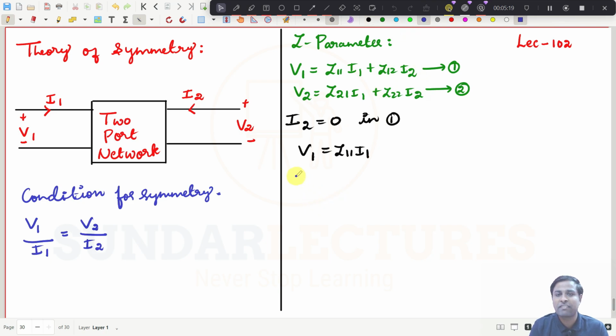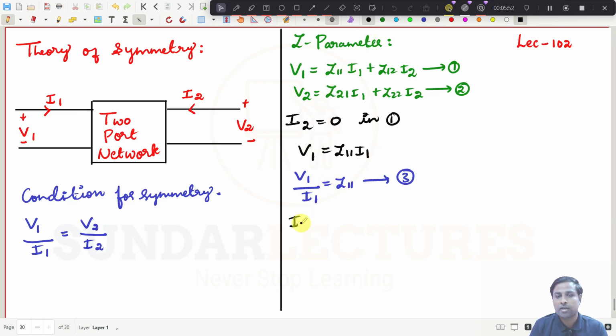So I will straight away get this equation. So V1 by I1 is equal to Z11. That's all, right? This is equation number 3. Here I am straight away getting the value of V1 by I1. So if you put I2 equal to 0, then you have to put I1 equal to 0 in the two equations to get V2 by I2. Don't put V2 equal to 0 here. If you are going with I2 equal to 0, then put I1 equal to 0.